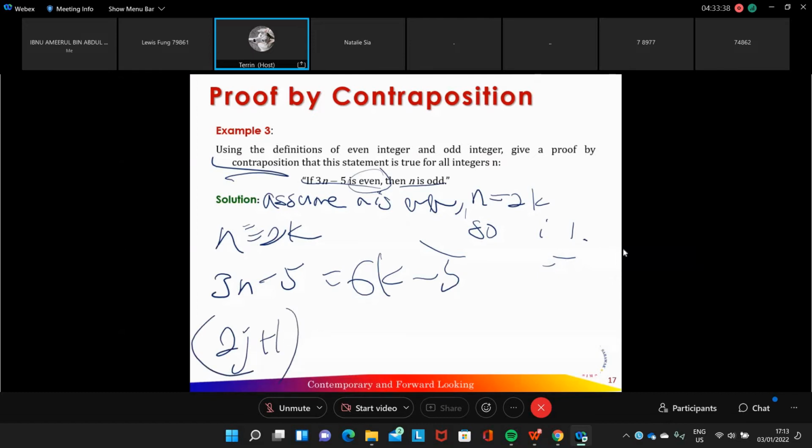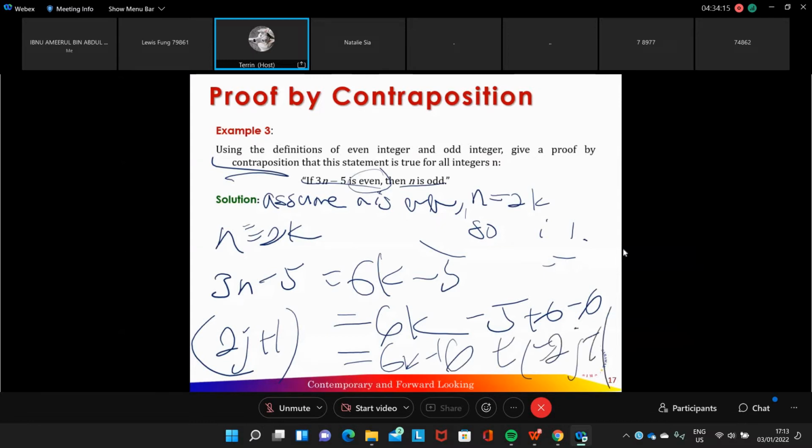2j minus 1 is also an odd number. 2j plus 3 is also an odd number, right? Because an even number plus 3 is also odd. Don't do that. Just keep to the basic one of 2j plus 1. So to get that, we have 6k, and because we need to factorize for the 6, we have minus 5 plus 6 minus 6 to give us 6k plus 6 plus 1, and this is in the form of 2j plus 1, right? Where j equals k plus 1.